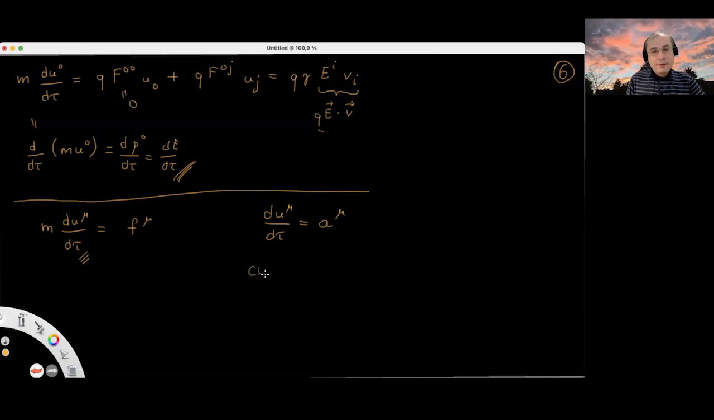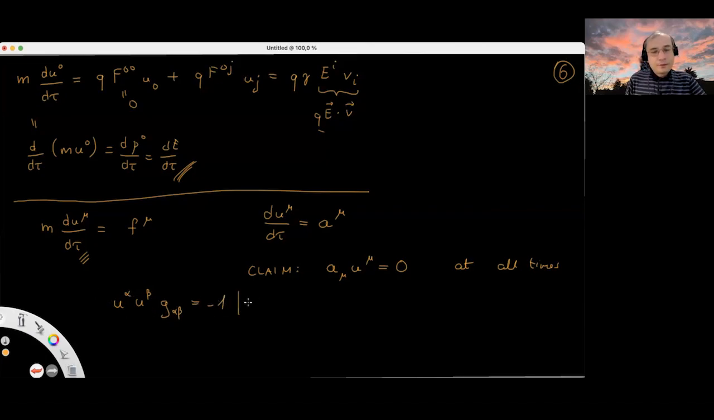And my claim is that this vector is always orthogonal to u, to the four-velocity, at all times. Which means that if you decompose a in the rest frame of our particle, it has only spatial components. Why does this hold here? Well, we have to remember that the four-velocity was defined to be normalized to minus one.